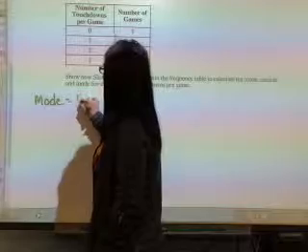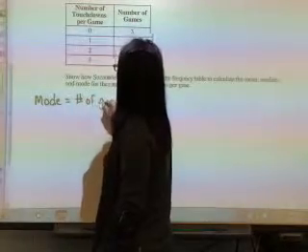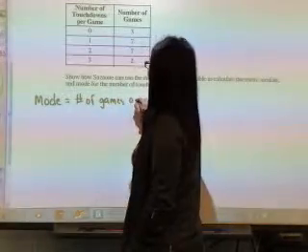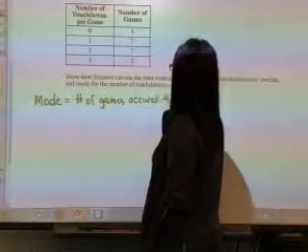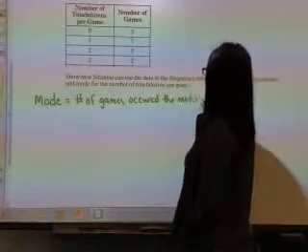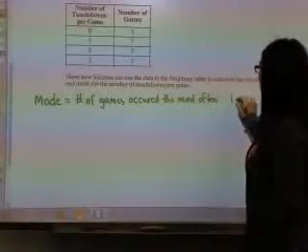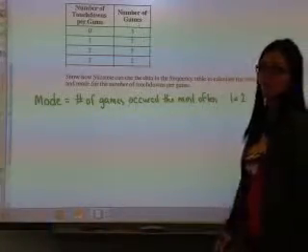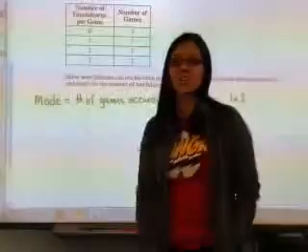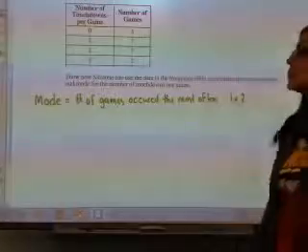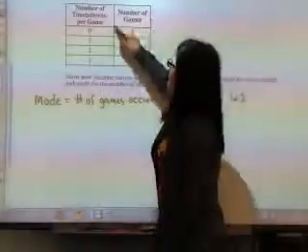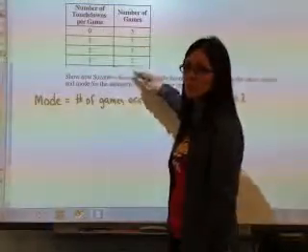So the mode would be the number of games that occurred the most, which is still 1 and 2 touchdowns. So mode is actually quite easy to find on a frequency table because I just look at the highest frequency. This corresponds to the frequency.